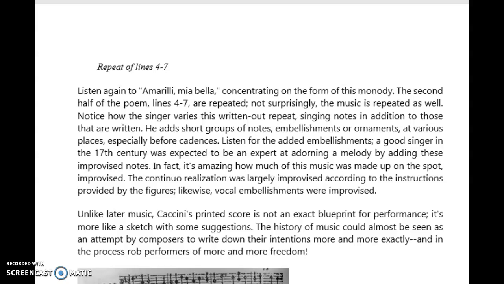This week we're also going to look at dynamics. We're going to look at piano and mezzo piano and crescendo and decrescendo. And we will see that this is not marked in. The history of music could almost be seen as an attempt by composers to write down their intentions more and more exactly. As the years passed, moving from the Baroque to the Classical to the Romantic, we will see in the music that more and more is written down, and one writer feels that in this process we rob the performer of his freedom.